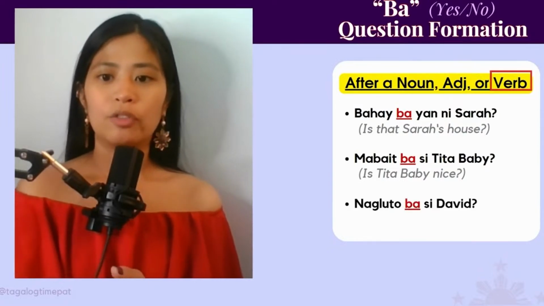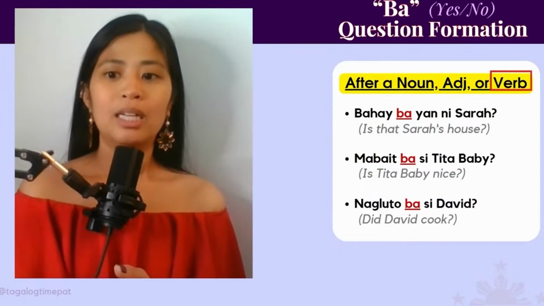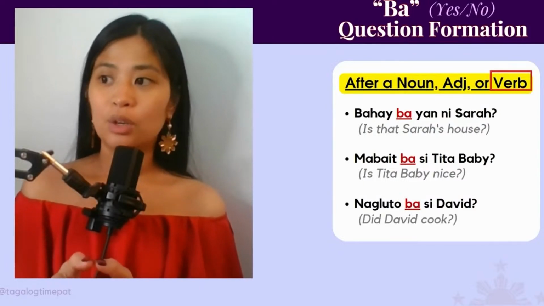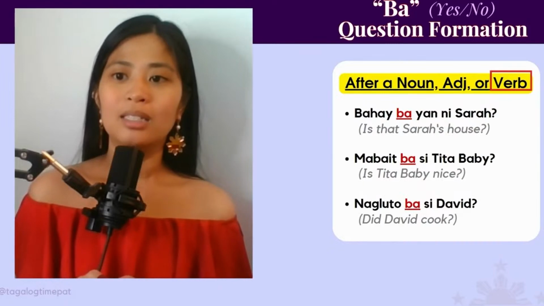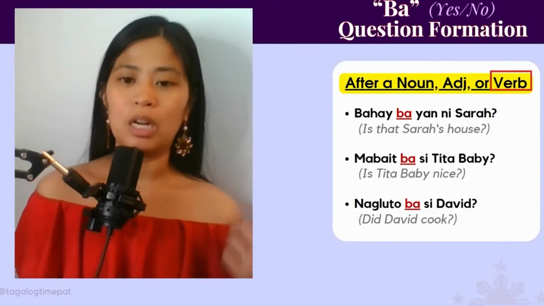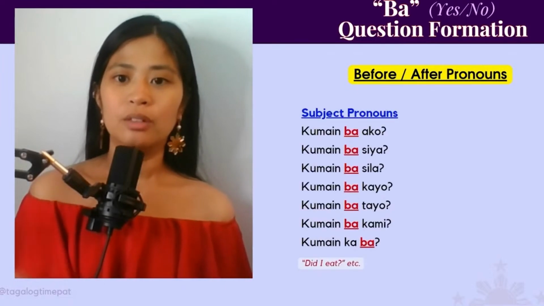Lastly, it can go after the verb. Nagluto ba si David? Did David cook? So it's going after the verb nagluto. Next, sometimes ba goes before a pronoun. Sometimes it goes after. Take a look at this.